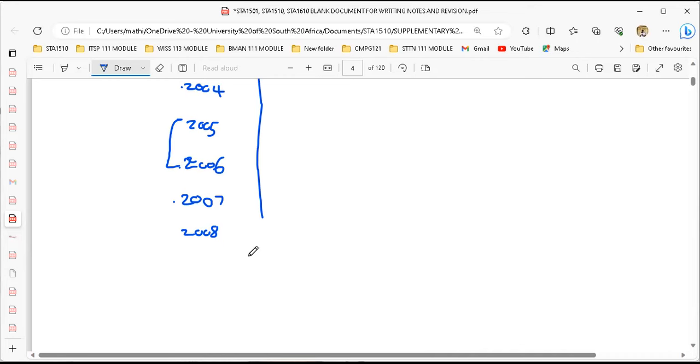So what you're going to do, you need to find the middle period: 2005 plus 2006, and then you divide by 2. It means that our middle period is between 2005 and 2006. You just say 2005 plus 2006 and divide by 2, and I got 2005.5.